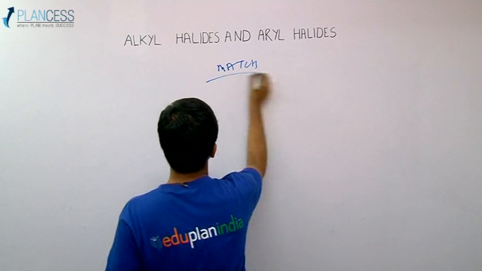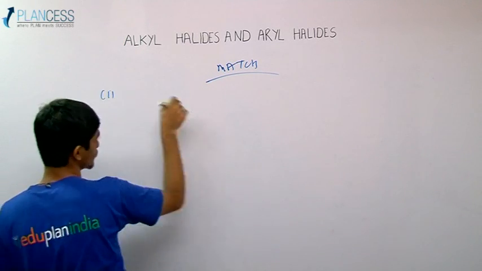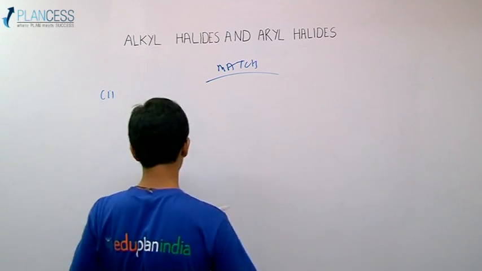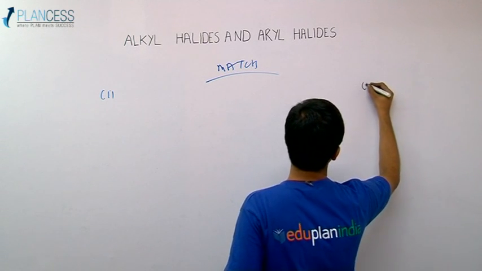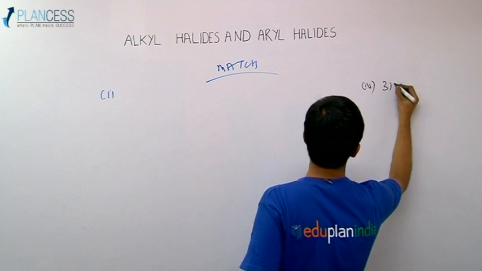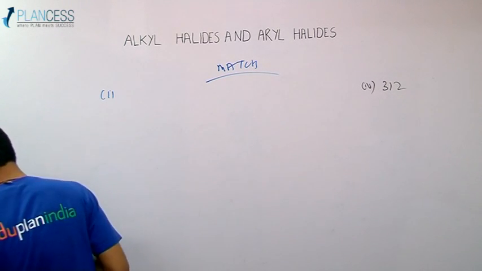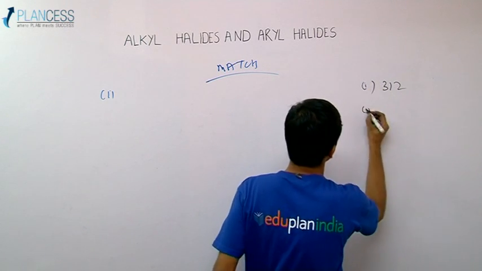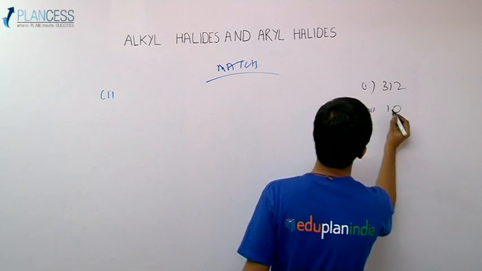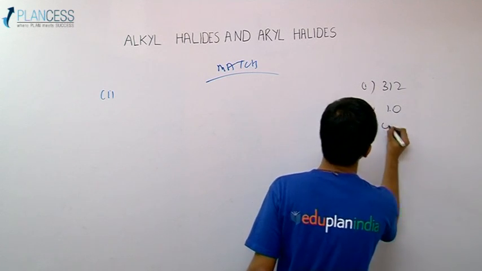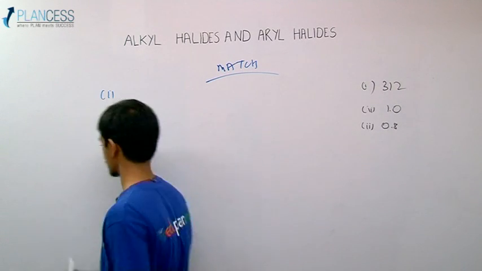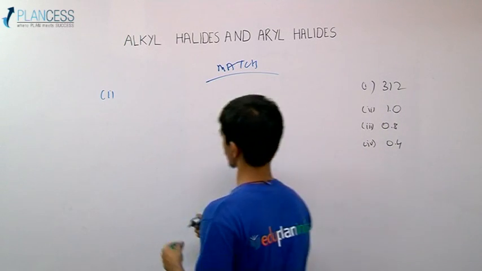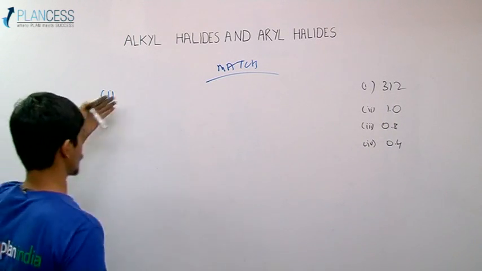Match. We have 4 questions and we will be having 4 options also. So let me give you the options first. The options are 3, 1, 2 and the number is 1.0. It should be the 2nd. 1.0. The 3rd option says 0.8 and the 4th option says 0.4. Now, I will give you 4 questions over here.